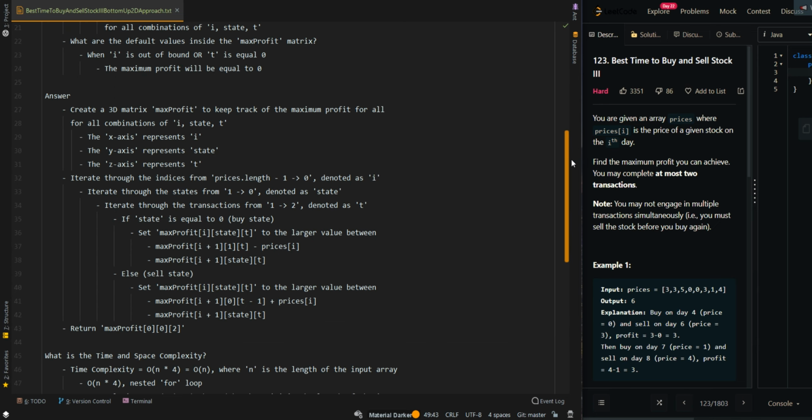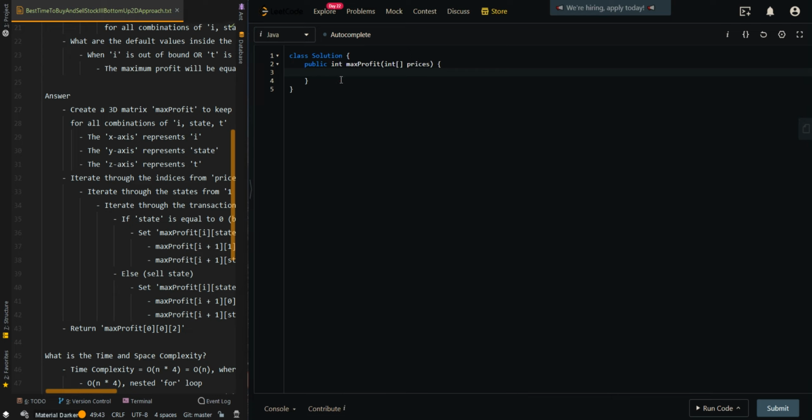Now let's go over the code. So we're going to create our max profit matrix first, and then our number of states, which is 2 states, and the number of transactions, we have 0, 1, and 2, so we're at 3. Now we're going to iterate through the indices from prices.length minus 1 to 0, denoted as i, and then we want to iterate through the states from 1 to 0. Now we want to iterate through the transactions from 1 to 2.